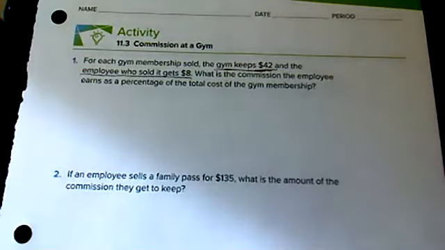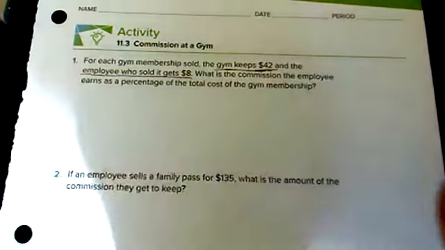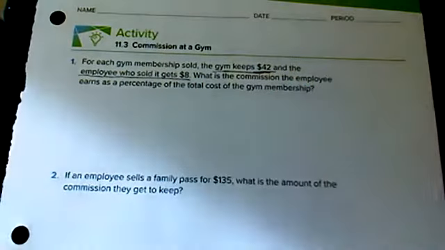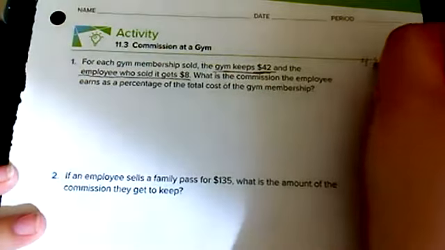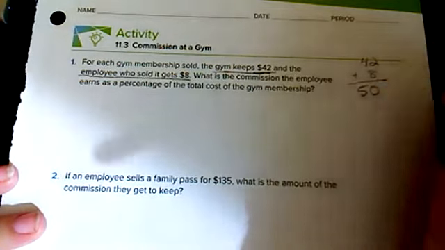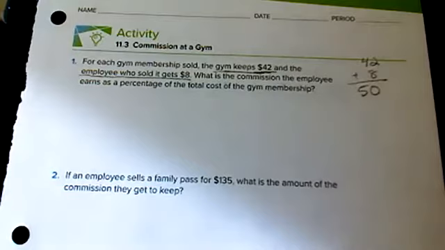Well, we've got to figure out what is the total cost. If the gym gets to keep 42 and the employee makes eight, how much is the membership? Well, we're going to have to add those two numbers together. We're going to have to add 42 and eight. So our gym membership is $50.